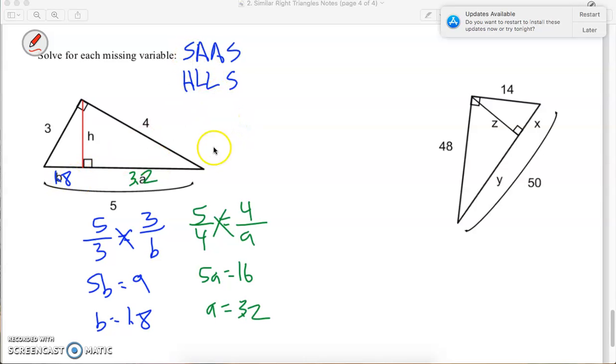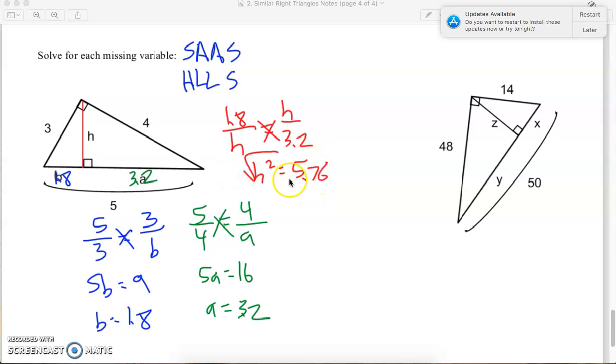So I'll do segment 1.8 over the altitude h equals the altitude again, h, over the other segment, 3.2. We cross multiply, h times h is h squared, and then 3.2 times 1.8 gives us 5.76. Then we take the square root to get h by itself, and the square root of 5.76 is 2.4. So I now know that the altitude is 2.4. All right, hopefully you're able to figure that out.